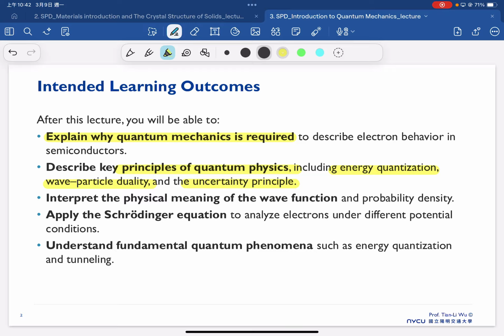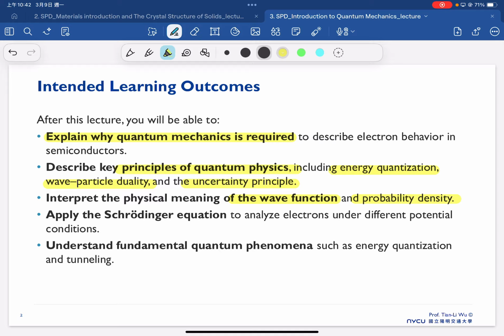For sure, quantum physics can be used in lots of domains. Like me, when I learned modern physics, I just got confused about how to use this. But now, for semiconductors, we have a very clear goal. We try to use this to analyze the semiconductor device, and also understand the physical meaning of a wave function and probability density.